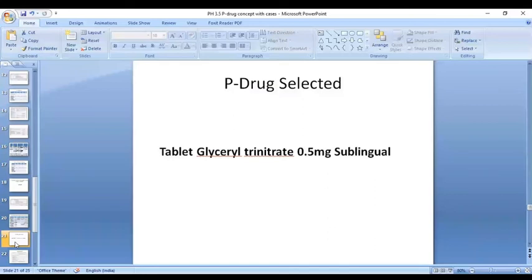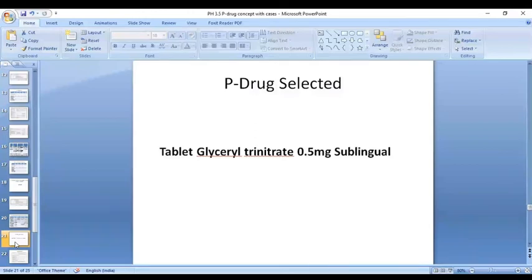So based on the efficacy, safety, suitability, and also on the cost, we arrive, for example, in this case, at the conclusion that for such a patient who has angina and we want to achieve immediate treatment, for the purpose of aborting the acute attack of angina, a tablet glycerol trinitrate 0.5 milligram sublingual would be our P drug that we would be prescribing for any patient who has come with these kinds of problems, provided that this particular drug is not contraindicated.